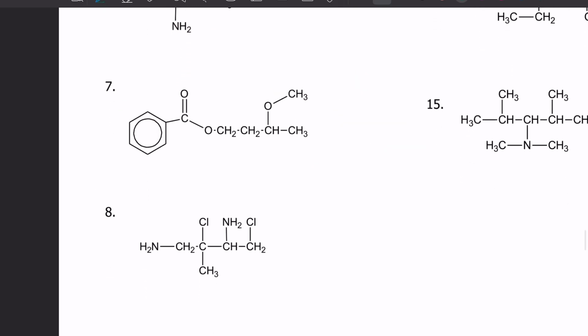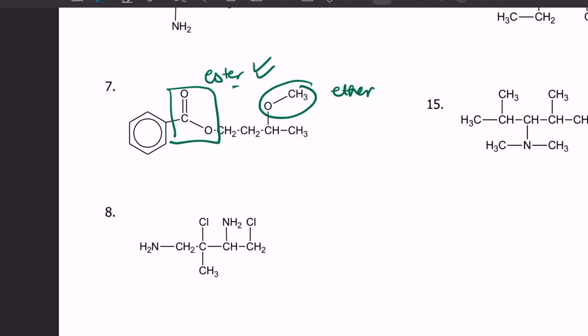Let's look at number 7. Let's identify the functional group present. This is an ester and here is an ether. Ester is more important than the ether. You also have to recognize that this is a benzoate coming from benzoic acid. So the end of the name is benzoate. Ethers are named as alkoxy. So this is a methoxy substituent on an ester.